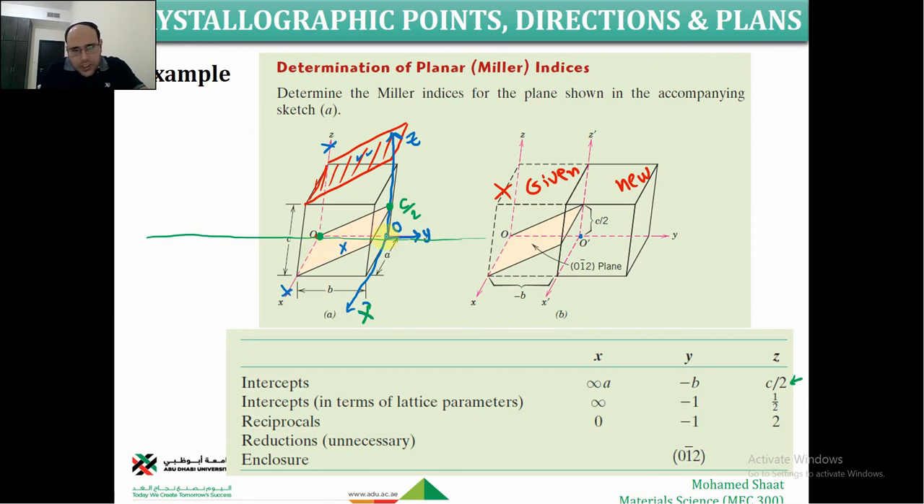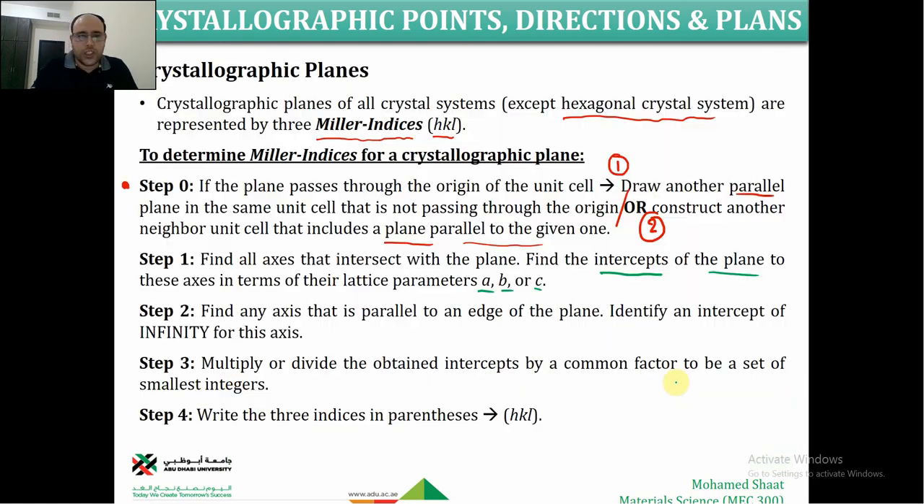How much is this distance from the 0 to the negative? It is negative b, right? Because this side is b, which is parallel to the y-axis. So it means that this distance, or the intercept of the plane with the y-axis, is negative 1b, or negative b. And this is for step 1. So step 1 is just to allocate the axes that are intersecting with the plane. Then your objective is to define the intercepts of the plane with these axes in terms of the lattice parameters A, B, or C.